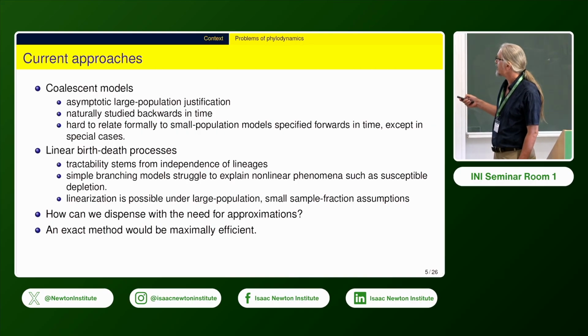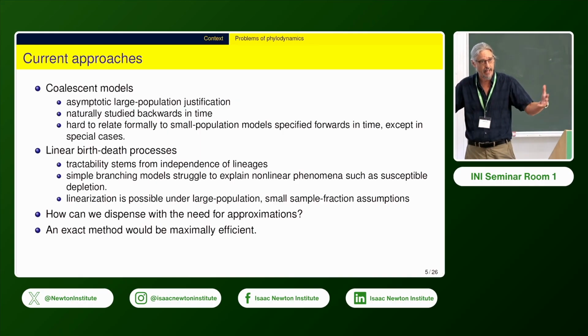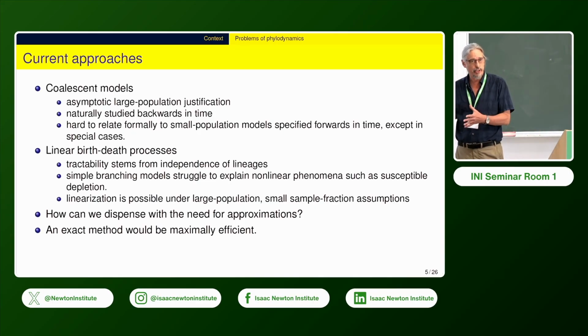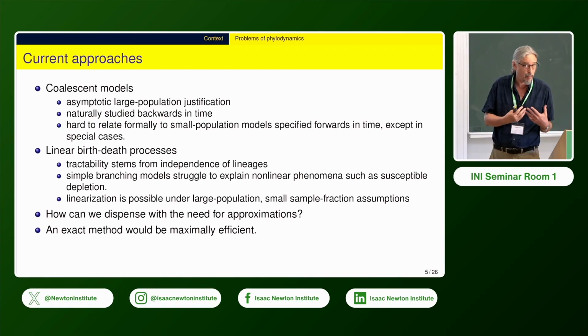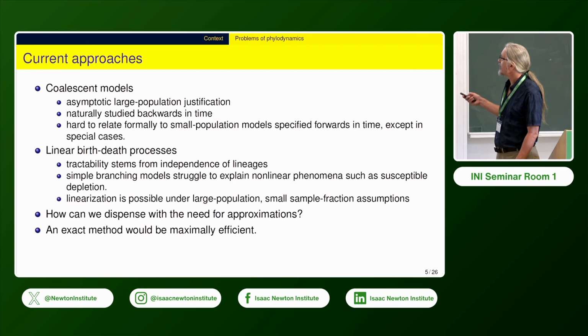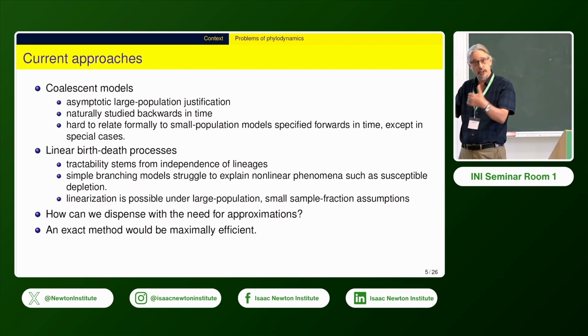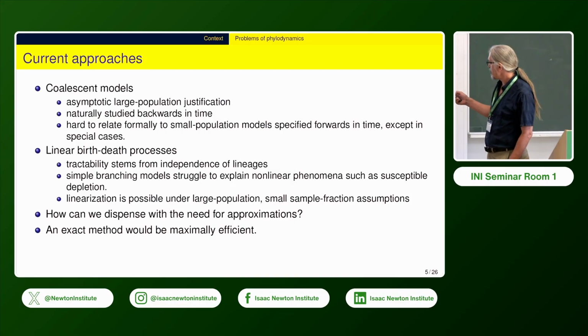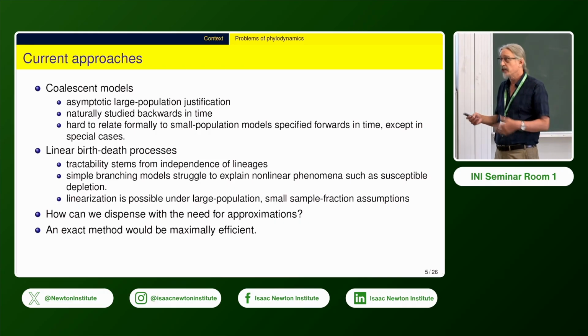One set is based upon the Kingman coalescent and extensions of that in various directions, and the other is based on essentially linear birth-death processes and linearizations of nonlinear birth-death processes. The reason these two approaches have played such a large role is that they make the problem tractable, by making certain assumptions. To make the coalescent work, we have to make a large population size, small sample fraction assumption. But when we've done that, what's really nice is that one can think about this backward in time and make the calculations very tractable.